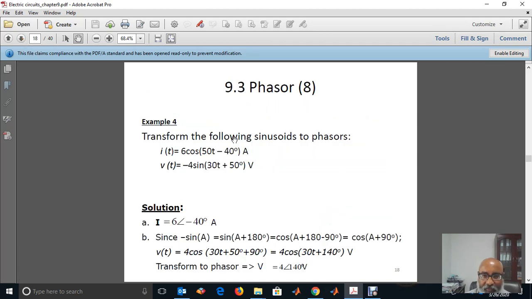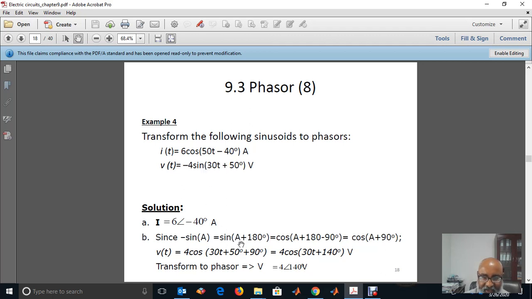Okay, transform the following sinusoids to phasor form. Very easy. The first thing we have to make sure is that it's cosine. Here it's cosine, straightforward. The first is 6 at an angle of minus 40. What about the second one? First we change it, because I have a minus sign. I change it to cosine.